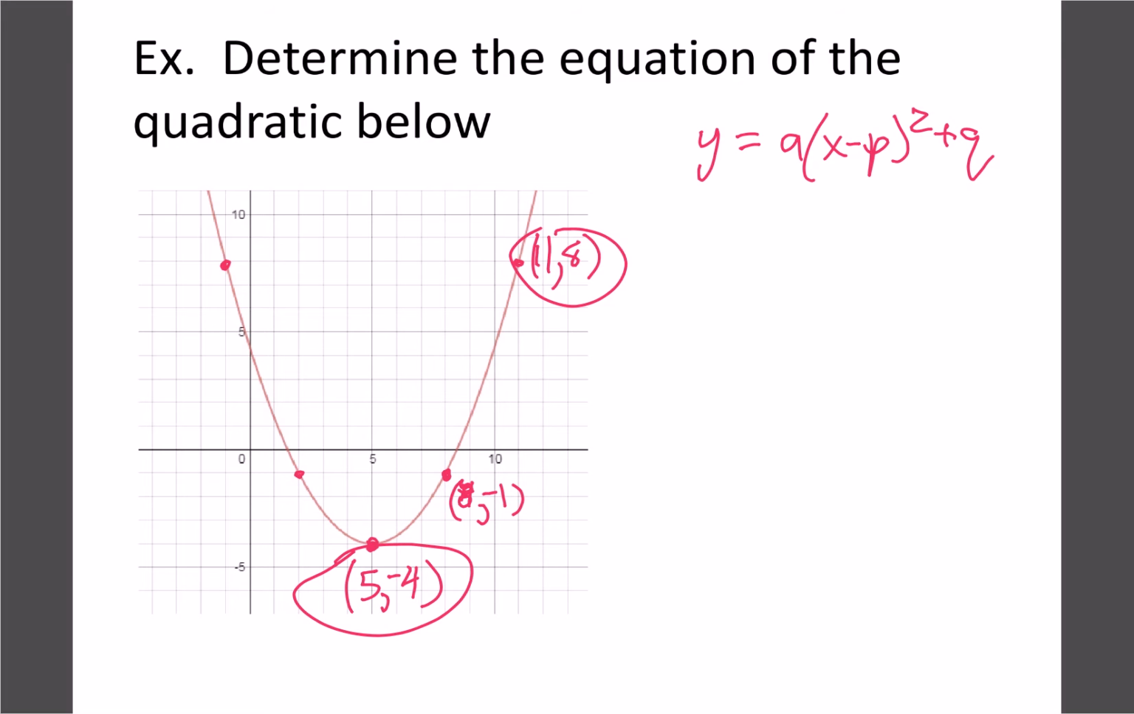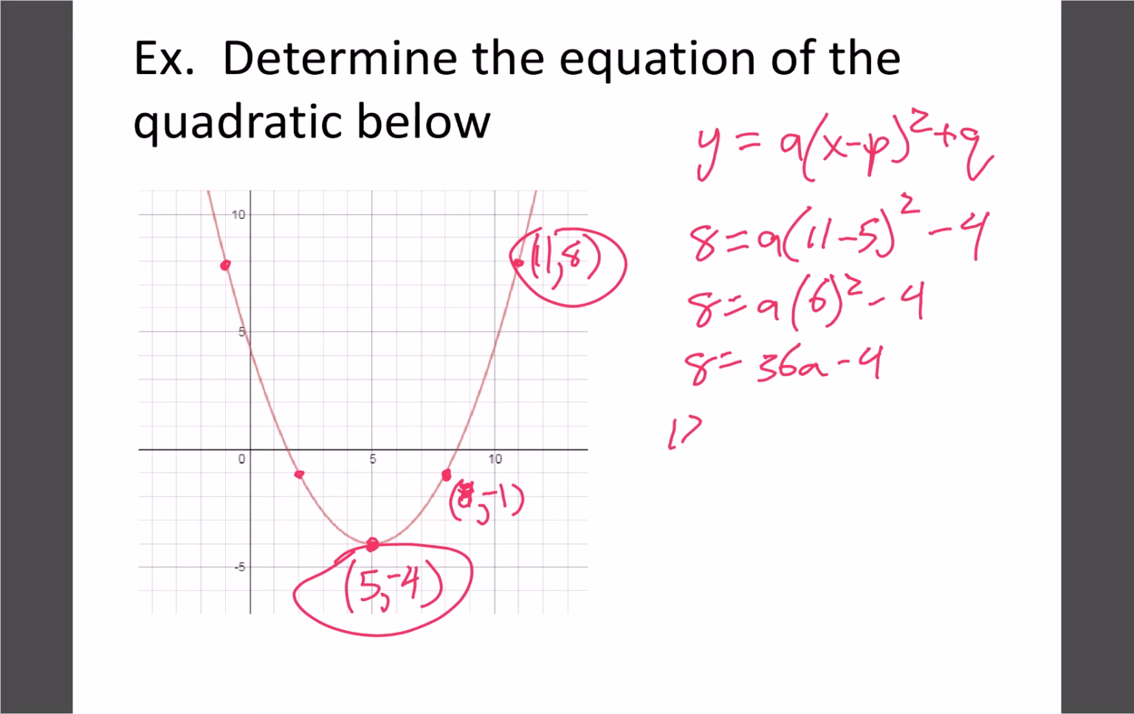Okay, so for y, we're going to use 8. A, we don't know. X is 11. And our vertex, our p is 5, and our q is negative 4. So let's simplify that. We get 8 equals a times (11 minus 5), which is 6. So we have 6 squared, which is 36.